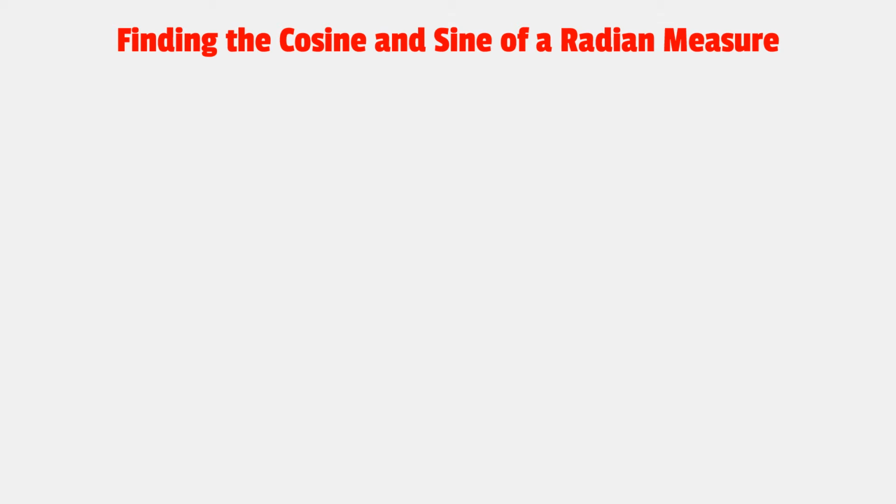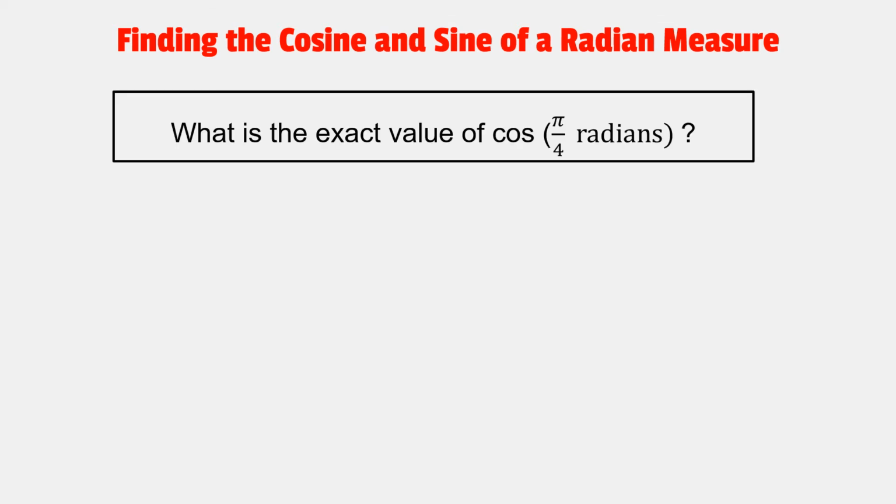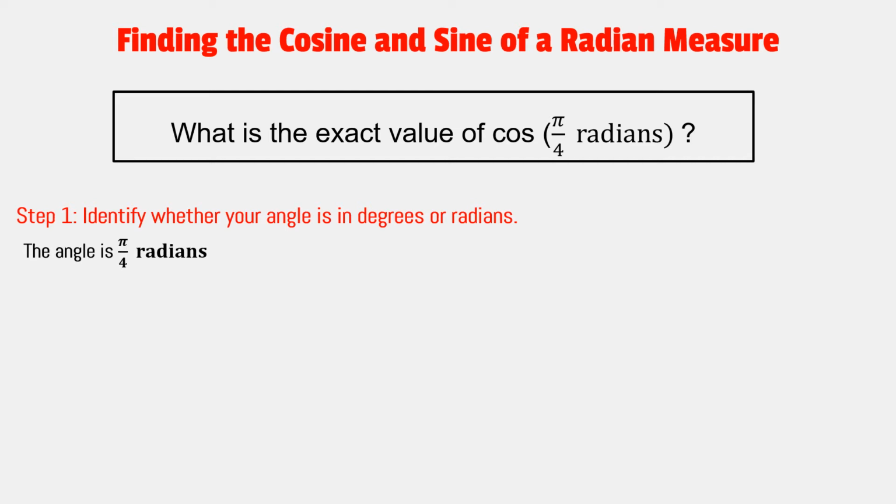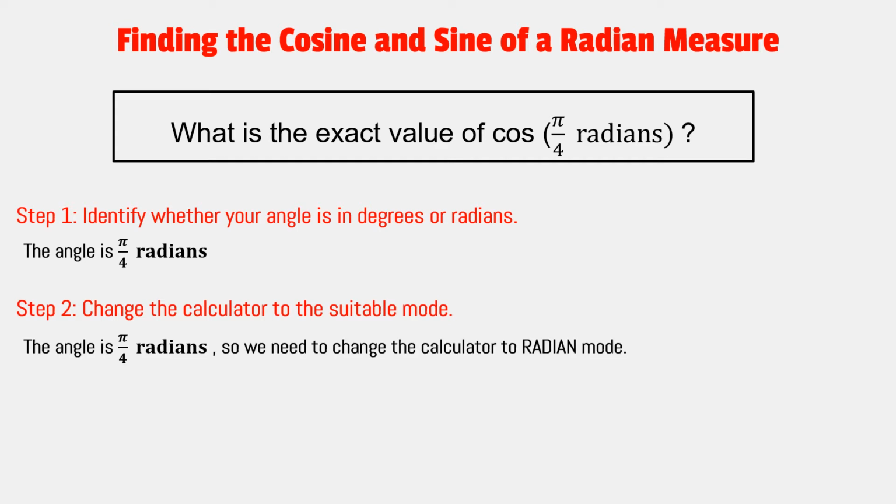Let's take an example. What is the exact value of cosine pi over 4 radians? To do so, first of all you have to identify whether your angle is in degree or radian. Pi over 4 is in radians. Step 2, you have to change the calculator into the suitable mode. That means we have to change our calculator to radian mode.